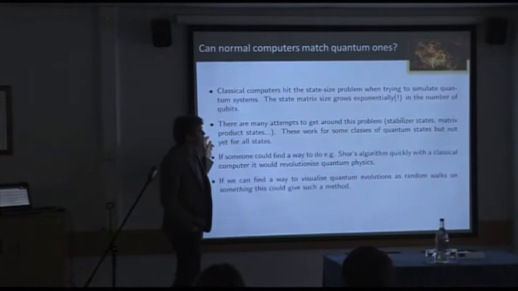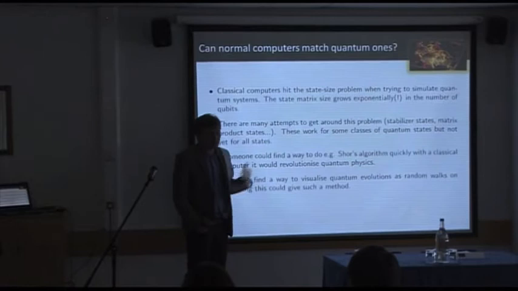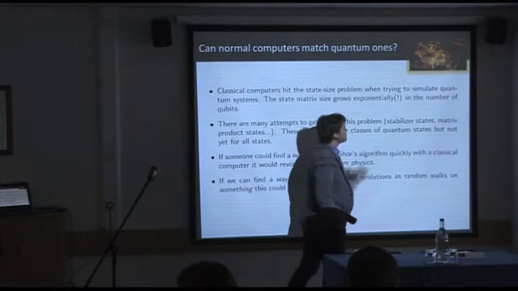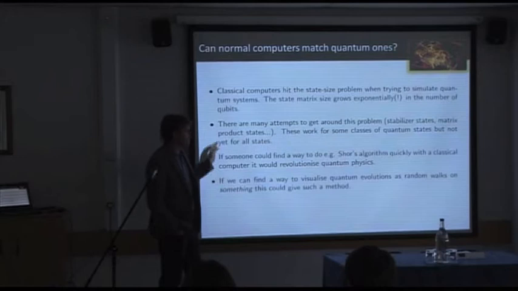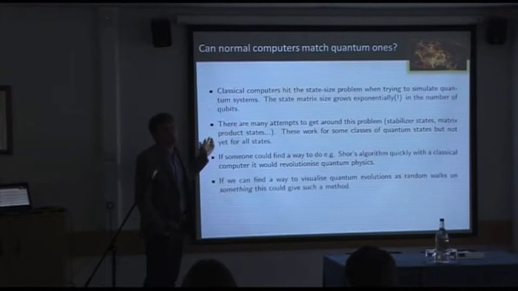So I've used a lot of these things called stabilizer states. They can be simulated quite easily on a classical computer. And most of them are maximally entangled. And a lot of the interesting quantum states are of this type. There's also something which is very popular now called matrix product states. And these sort of tricks work for some classes of states, but not for all. And we can't use them to do Shor's algorithm yet. If someone could find a way to do this, it would be revolutionary.